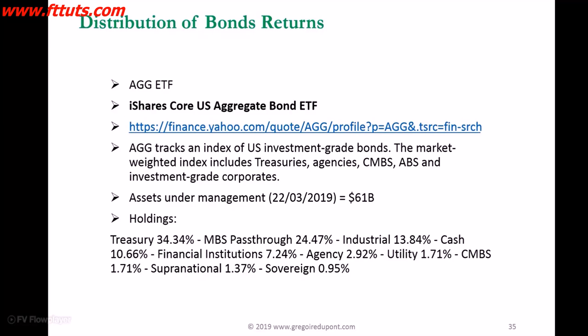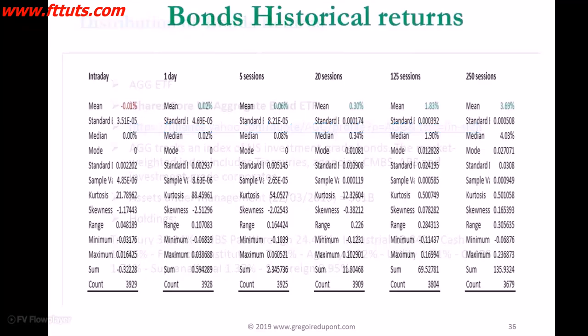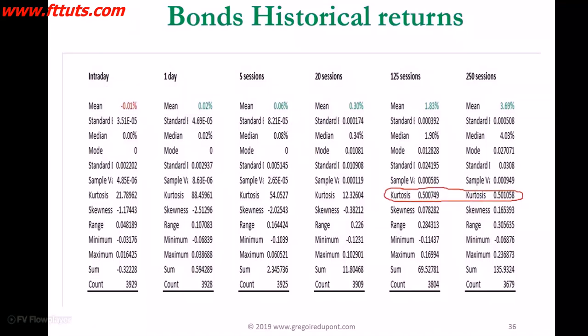So the market weighted index includes treasuries, agencies, CMBS, ABS, and investment grade corporates. And it's a big ETF with 61 billion of assets under management at the end of March 2019. And at the bottom of this slide, you can see the different holdings of this ETF. So let's look now at the historical returns the way we have done for Microsoft and the S&P 500.